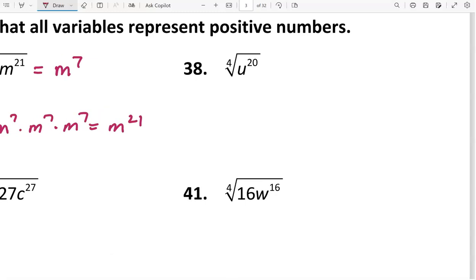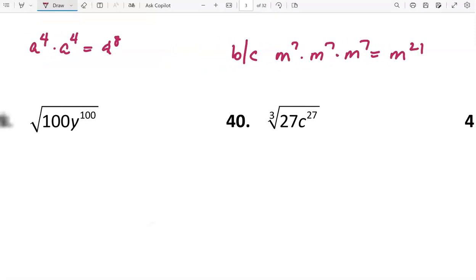In 38, the 4th root of u to the 20th power would be u to the 5th, because u to the 5th times u to the 5th times u to the 5th times u to the 5th is u to the 20th power. Or, again, divide that index of the radical into the exponent. 4 into 20 goes 5 times.